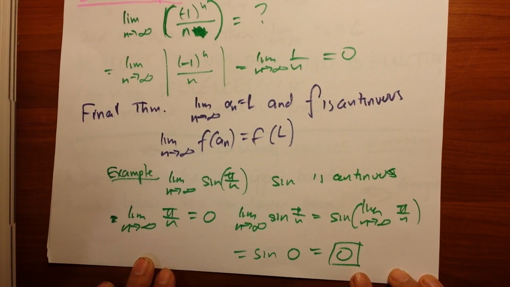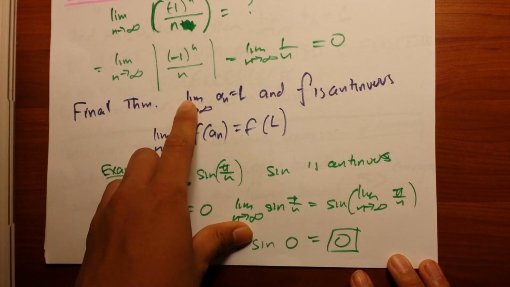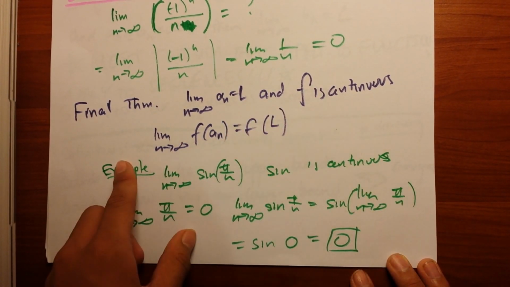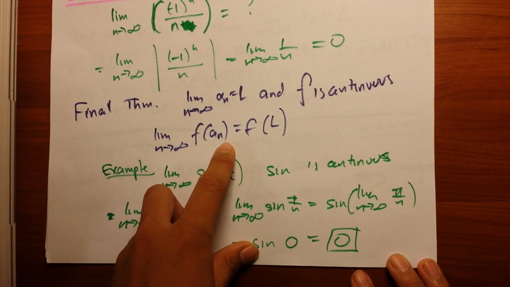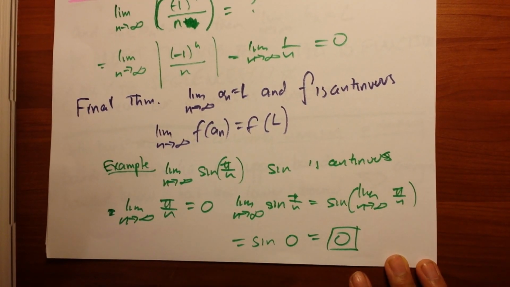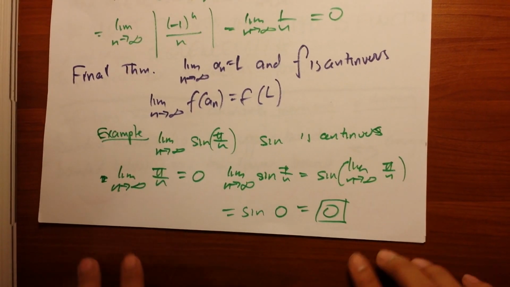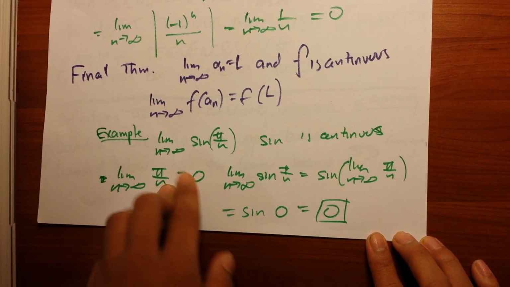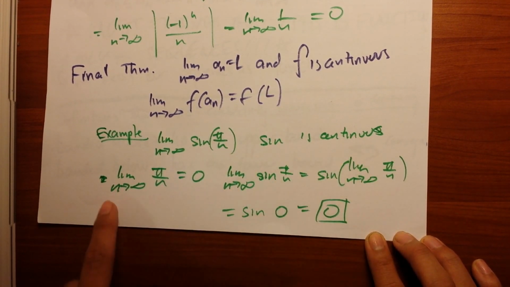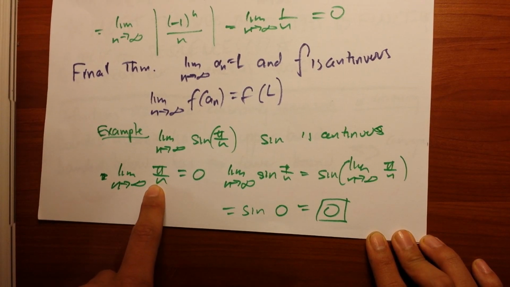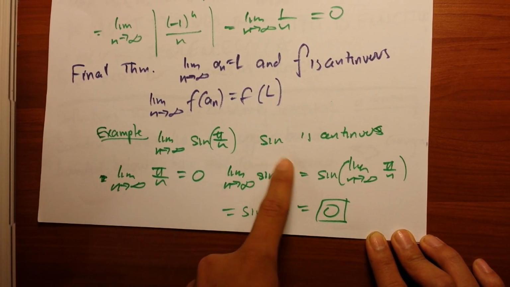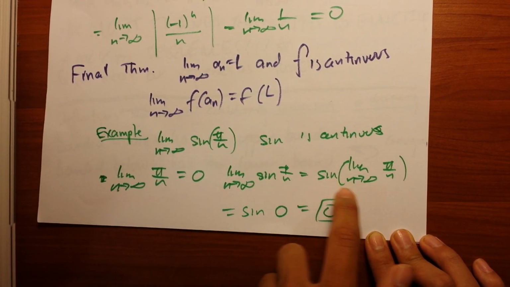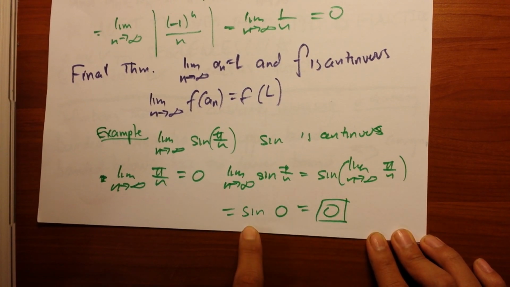Now one final theorem that might appear on the AP test is that if the limit as n approaches infinity of a_n is L and f is continuous, then the limit of f of a_n would just be equal to f of L. This is kind of confusing, so we can explain this with an example. Let's have the function sine of pi over n. When we want to take the limit of this, first we can take the limit of just the inside, pi over n, which equals 0. Now we know from this final theorem that this is equal to taking the sine of the limit inside. And when we do that, we just get sine of 0, which is 0.